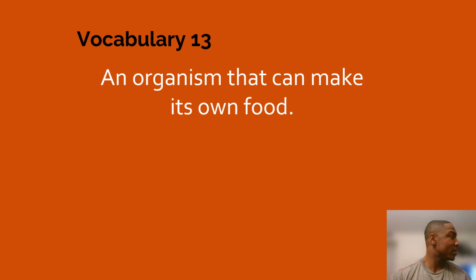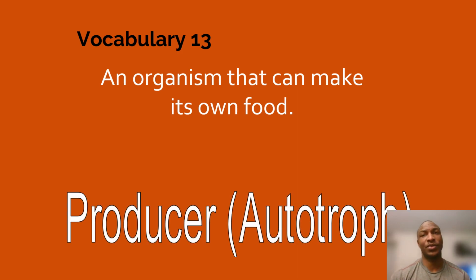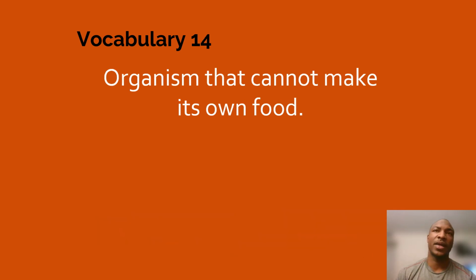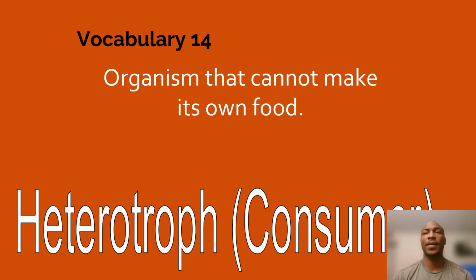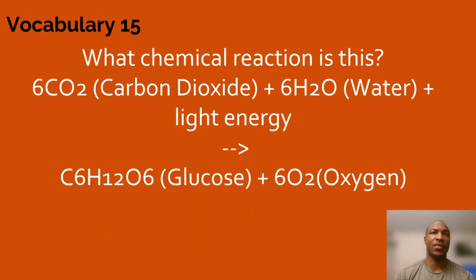All right. An organism that can make its own food starts with A, autotroph or producer. All right. Organisms that cannot make their own food start with H, heterotroph or consumer. Okay. Let's see, I gotta move that later. All right. So what chemical reaction needs carbon dioxide? That means a plant. So we're going through that process of photosynthesis.